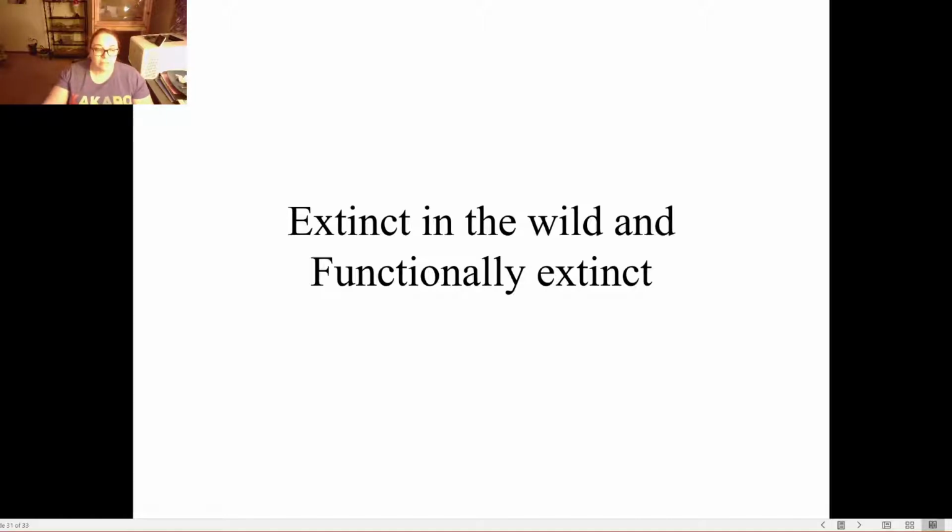You can't bring a species back from that. And it doesn't necessarily have to be one individual to make a species functionally extinct. There can be more. A lot of things come into play, so it has to do with how often they can have offspring, whether the live individuals are really going to be able to breed and produce offspring. So other things come into play. So I just have one example of each of these categories.